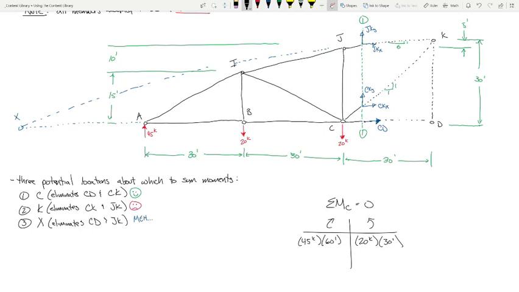What about this 20 kip load? Do we consider that? No. What about CD? Do we consider that? No. Okay, what about CKY and CKX? Do we consider that? No. Now let's talk about that. Why?